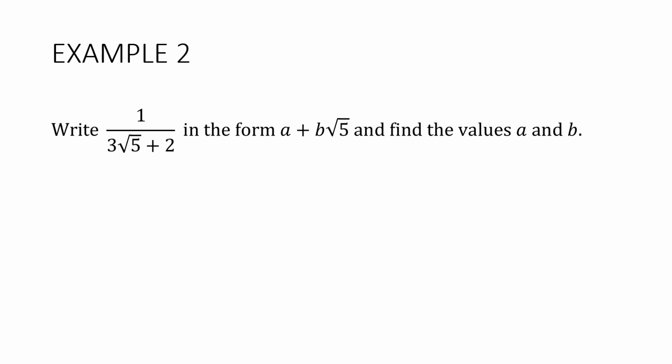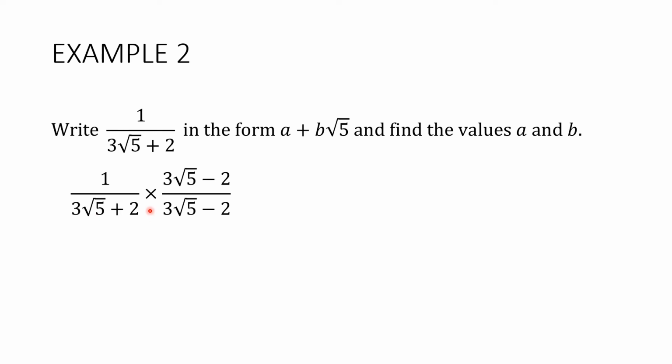Example 2. Write 1 on 3 root 5 plus 2 in the form a plus b root 5 and find the values a and b. Okay, same method as before, we're going to multiply top and bottom by the conjugate. Now, before, when we had just a single surd on the denominator, I said you don't need to worry about the rational part. You can just multiply top and bottom by root 5. It's not the case with the conjugate. You need everything.